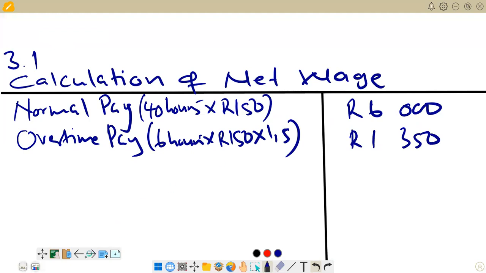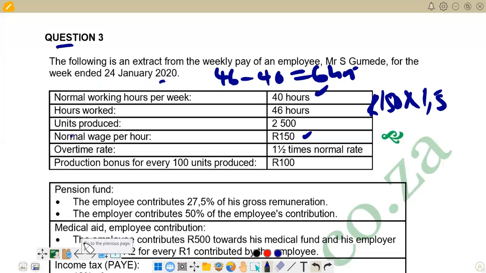Then if you have got any other bonuses, we also have to include them so that we get the gross wage. We are also told that the over production bonus for every 100 units produced is 100 rands. So we need to know how many units were produced so that we know how many 100 units are in those units.